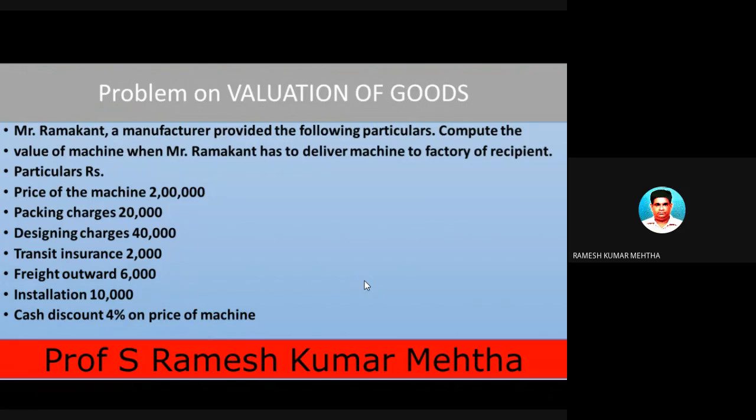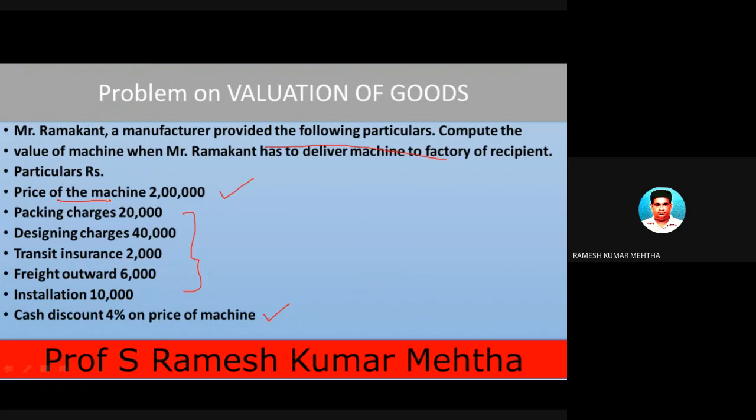As far as numerical and practical examples are concerned, in this case, Mr. Ramakant is a manufacturer providing the following particulars. He is primarily a person who is into the manufacturing of machines, and after he manufactures machines, he is selling them, and the details of the price and the other costs and other details are furnished by him.